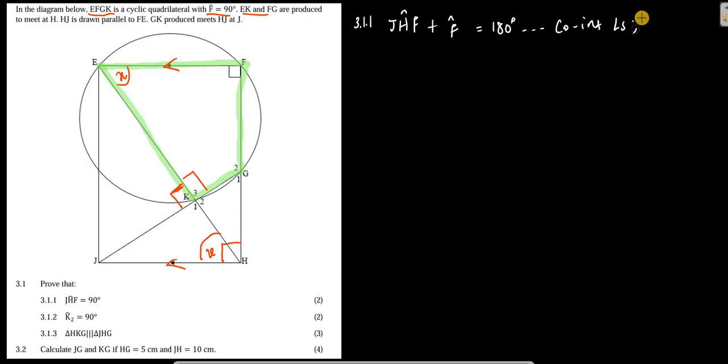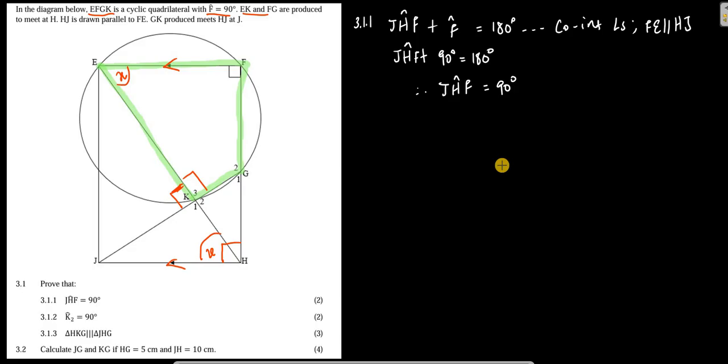And remember to state the parallel lines: HJ is drawn parallel to FE. Yes, FE is parallel to HJ. Now that means JHF plus 90 degrees, which is given, will be equal to 180. So therefore JHF will be equal to 90 degrees.